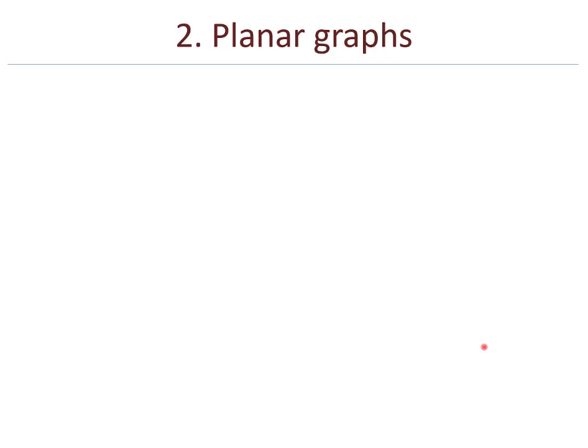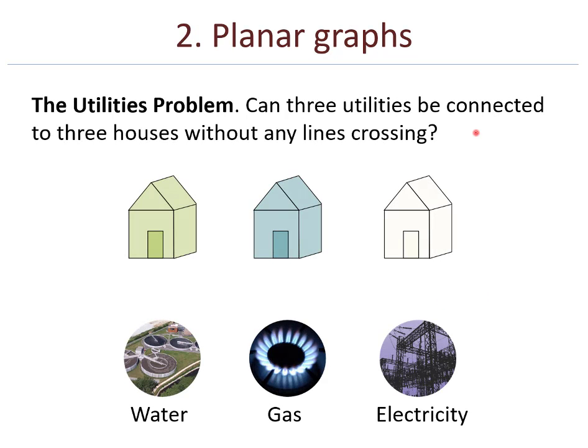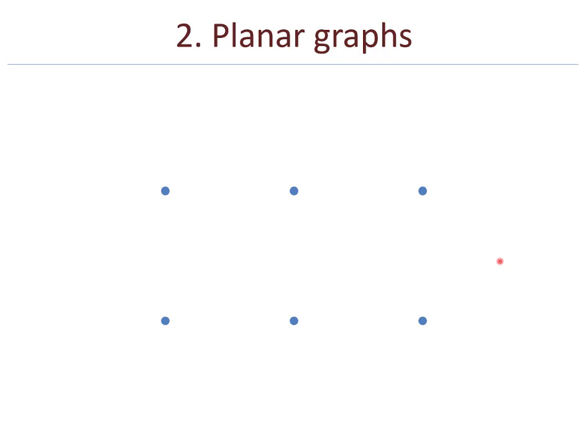Planar graphs, the next big idea. The utilities problem. Can 3 utilities, water, gas, electric, be connected to 3 houses without any lines crossing? And this is a graph theory problem. The 3 utilities, I imagine those are the 3 points on the bottom, and somehow I need to connect them to the 3 vertices up on top. And I need to do it without any lines crossing.